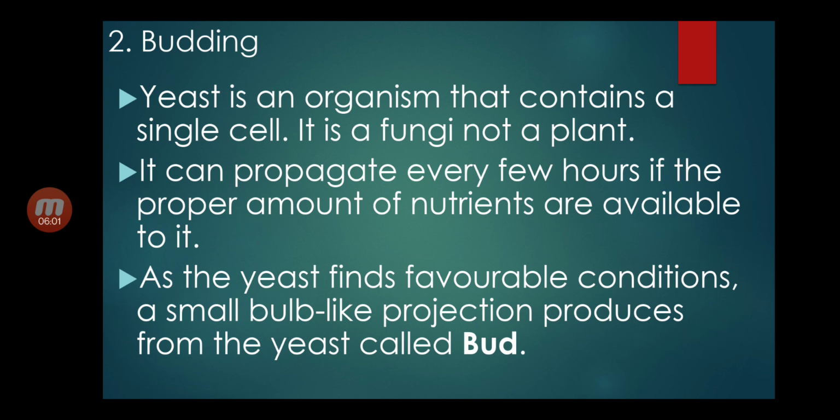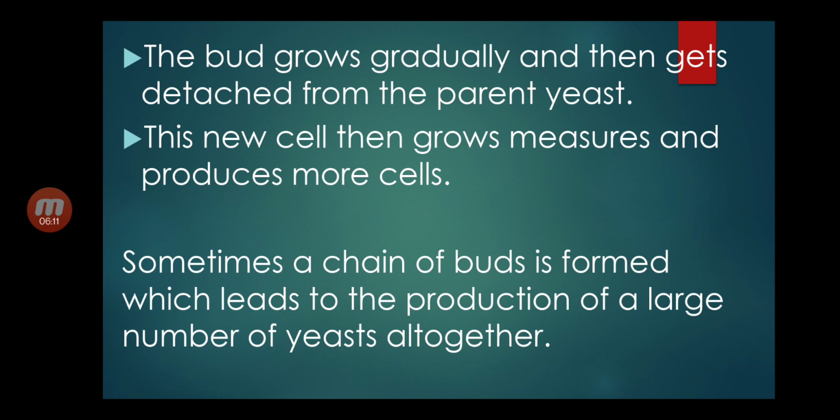As the yeast finds favorable conditions, a small bulb-like projection is produced from the yeast, called a bud. The bud grows gradually and then gets detached from the parent yeast. This new cell then grows, matures and produces more cells. Sometimes a chain of buds is formed which leads to the production of a large number of yeast altogether.